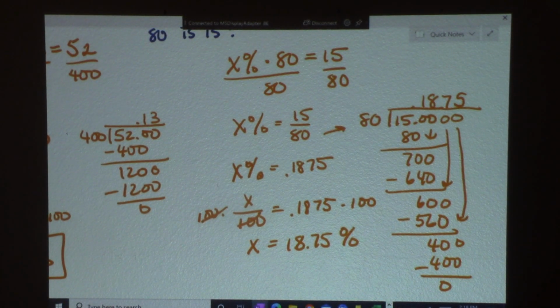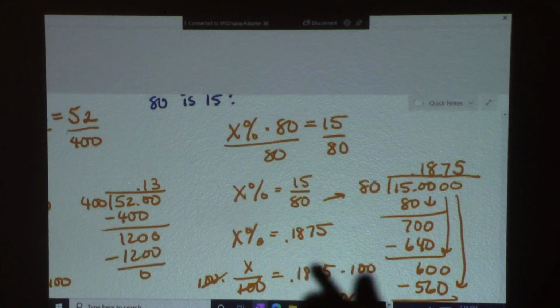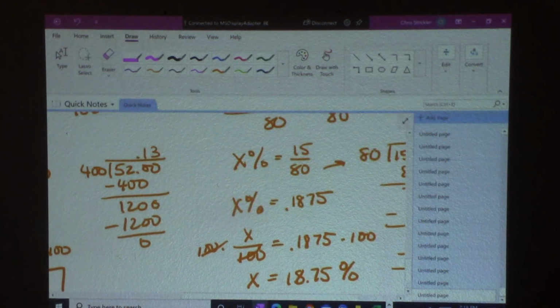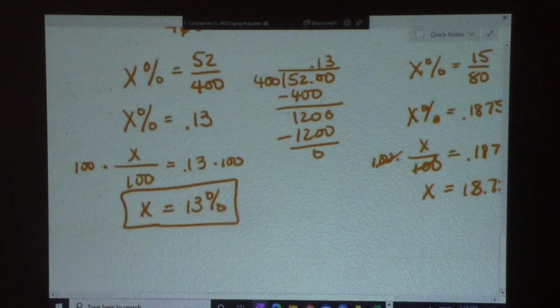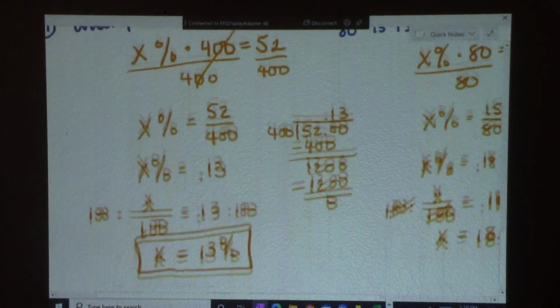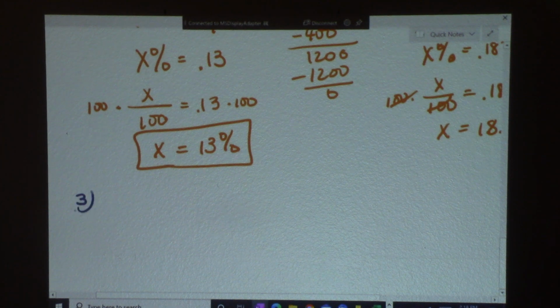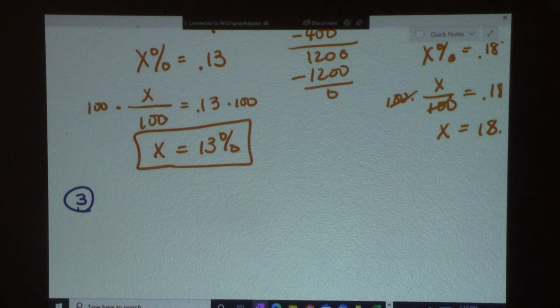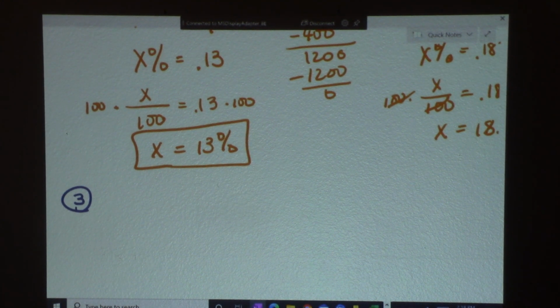Now we're going to do the second kind. So I'm going to change colors back to blue and keep going. Okay, so this is number 3. Now these are a little different, but you'll see as we go.